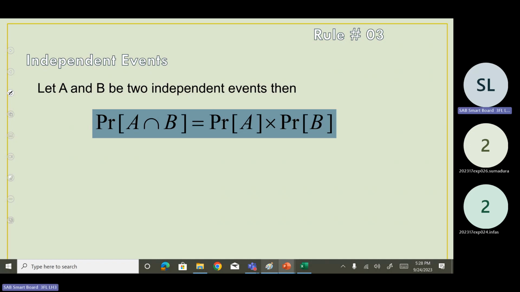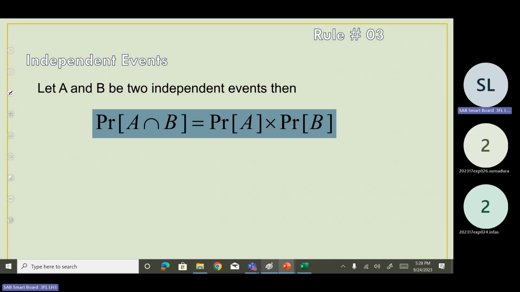So it may be head in the first coin, head in the second coin, still they are independent. Head in the first coin, tail in the second coin, independent, right? Tail in the first coin, head in the second coin, still independent, right? Those are two different coins, right? Okay. Then these two are independent. Right. Okay. So now we go for the formula.